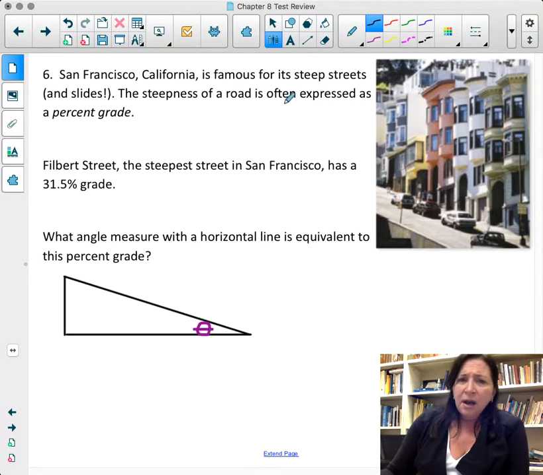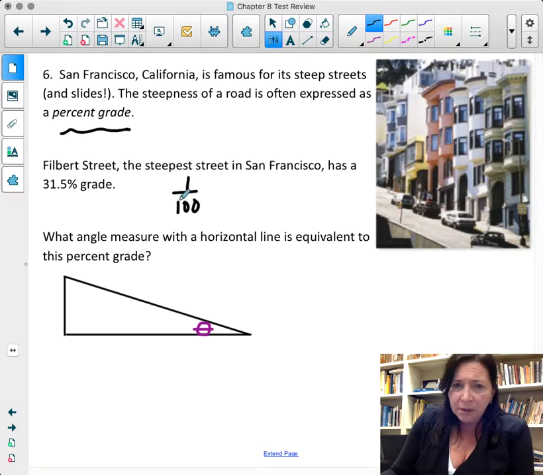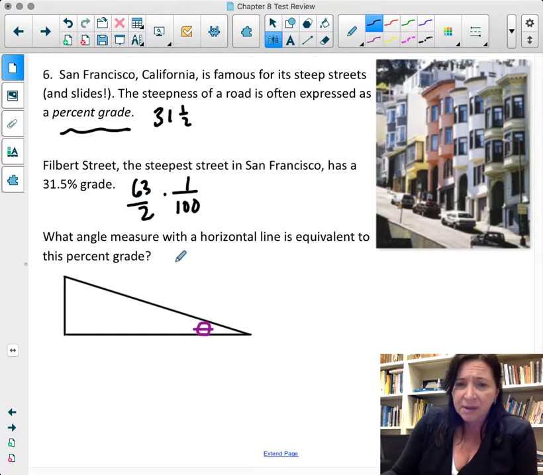So same kind of thing. This one right here says that San Francisco, California is famous for their steep streets. And the steepness of the road is also expressed as a percent grade. Percent is 1 over 100. 31.5% grade. That's really high. 31 and a half makes what? That's going to be 62 plus 1 is 63 over 2. So 63 over 2%.